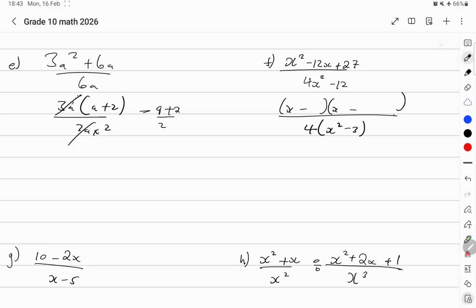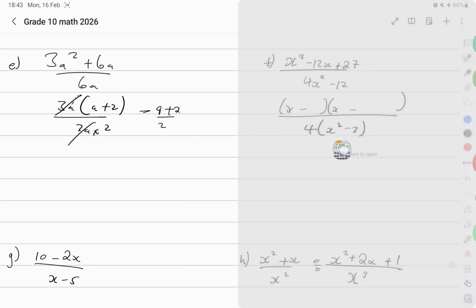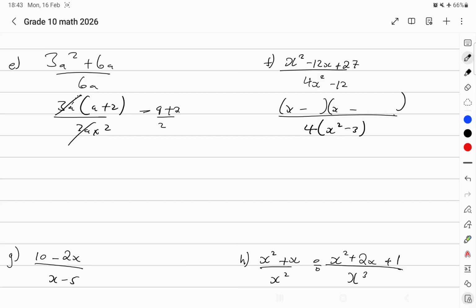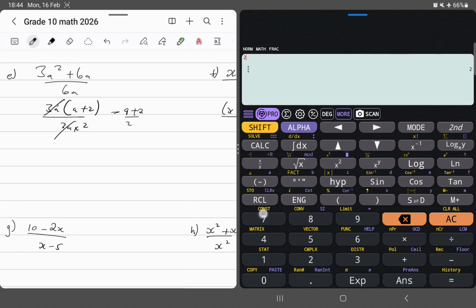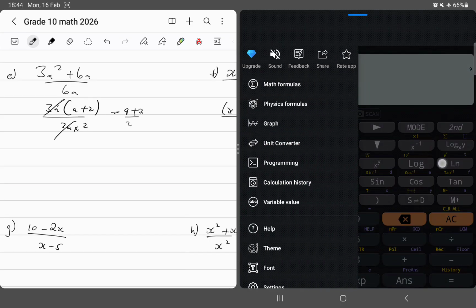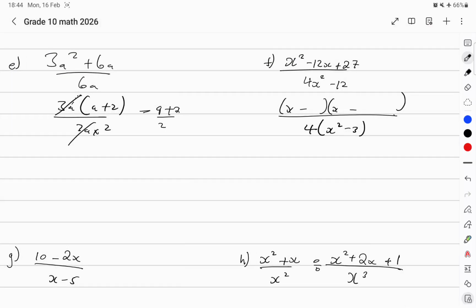Let us see. 27 divided by 3 is 9. 9 times 3 is 27. 9 plus 3 is 12. So it means I'm going to have a minus 3 here, a minus 9 over there.